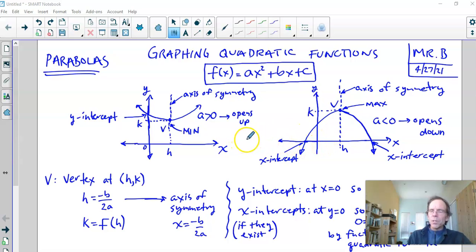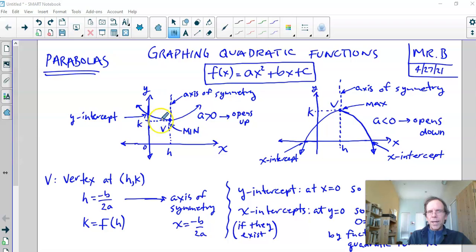How do you know whether it opens up or down? All you have to do is look at the first coefficient, the coefficient in front of x squared, the leading coefficient. If that a is greater than 0, it opens upward. If it's less than 0, it opens downward. So a negative a, it opens down.